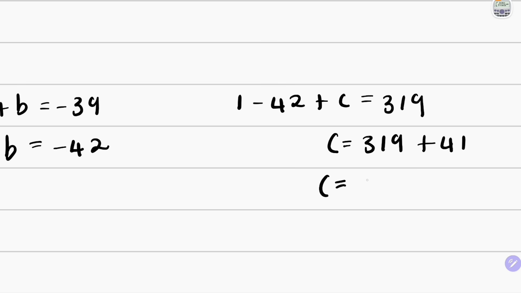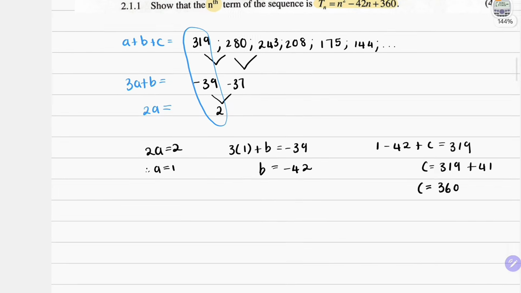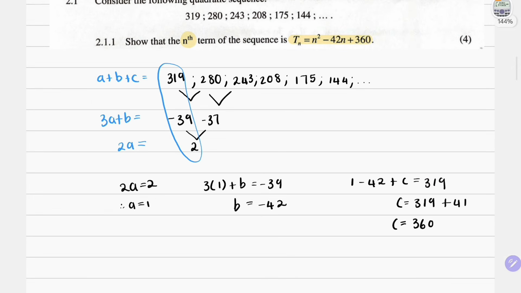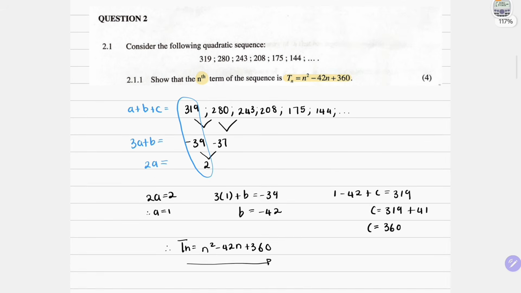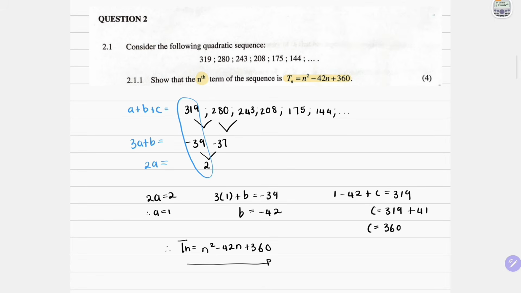So c equals 360. Okay, and so our Tn formula is finally Tn equals n squared, because a is 1, plus bn, and so b is negative 42, so negative 42n plus c, which is 360, just like they told us it would be equal to, and that is our answer.